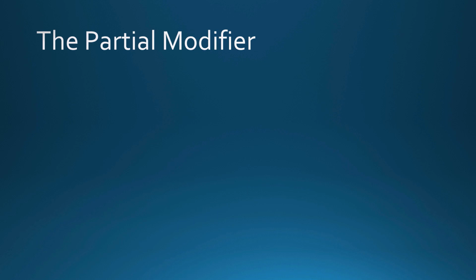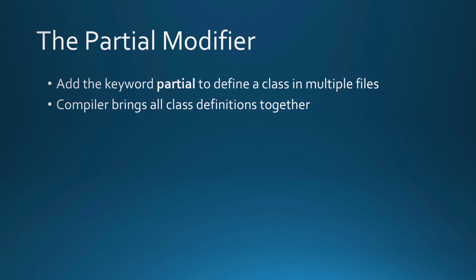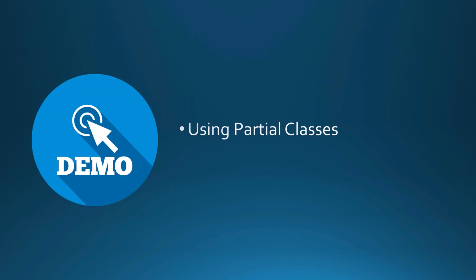The partial modifier is a keyword that you add to a class if you want to define a class within multiple files. What happens then is the compiler will bring all those class definitions together. Now, this isn't really so much a scoping thing, but it kind of fit here. So let's see an example of using partial classes.